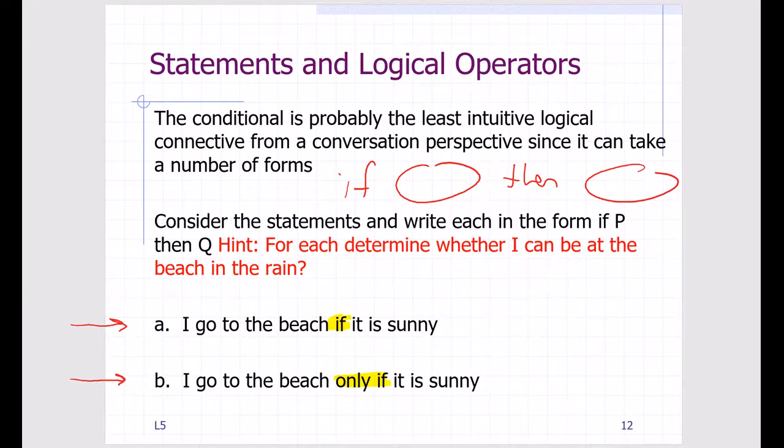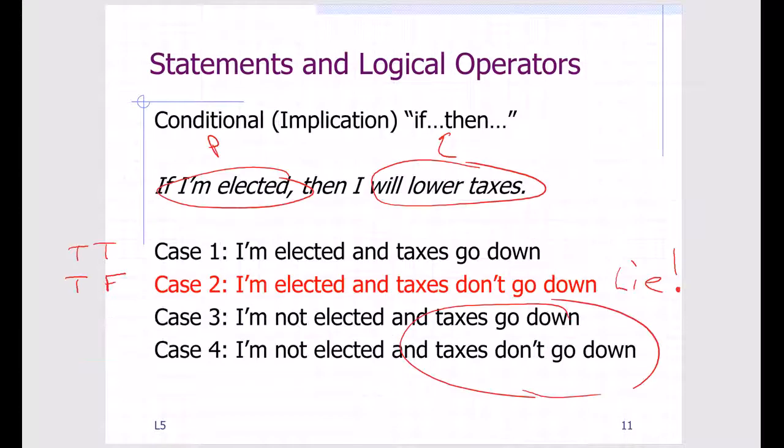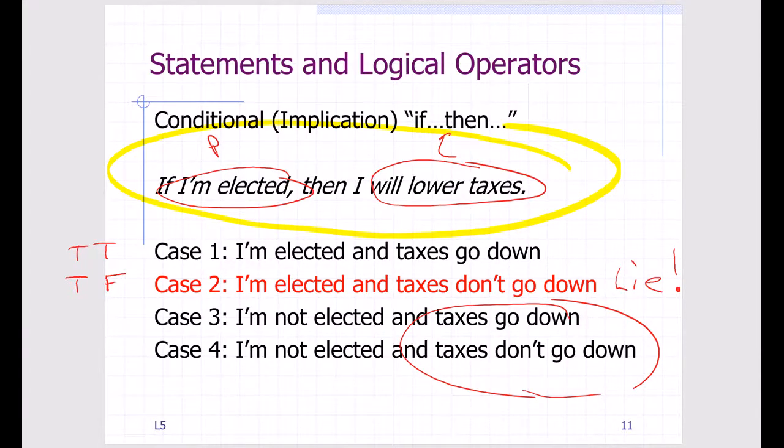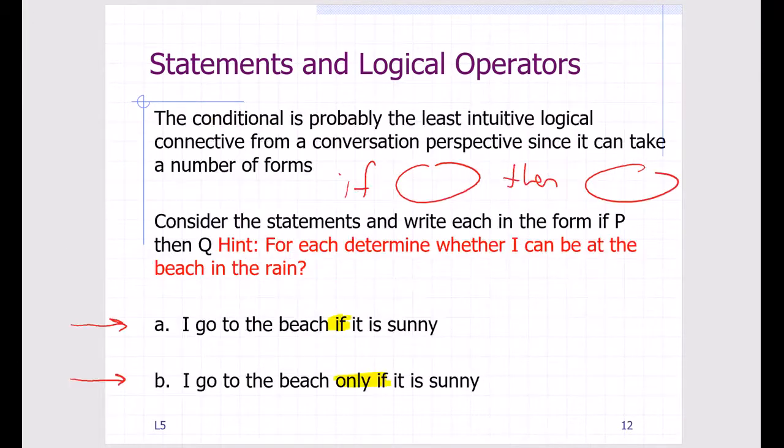So just like I did, let me go back a couple of slides. With this conditional statement, I identify the P as I am elected, and the Q as I will lower taxes. Every compound statement has at least two simple statements within it. So in these two statements about the beach, the simple statements are I go to the beach and it is sunny. One of these is the P, the statement that comes first, and one of these is the Q. The question is which one?